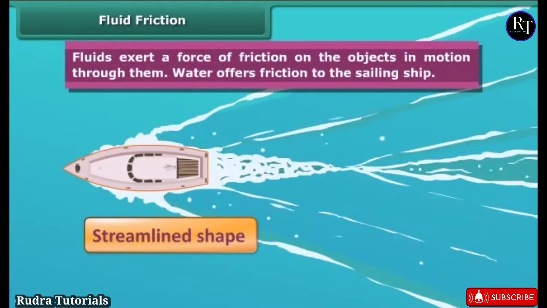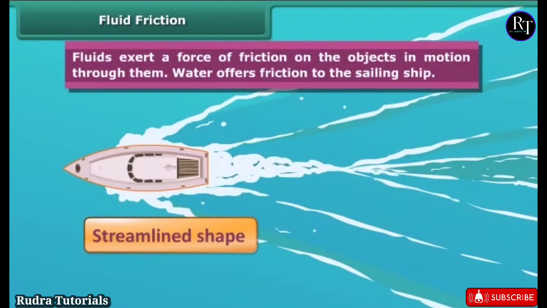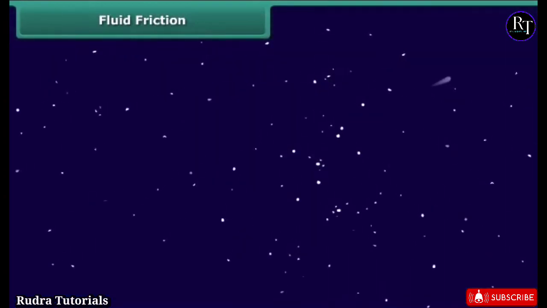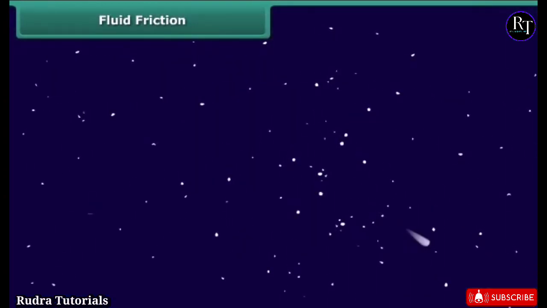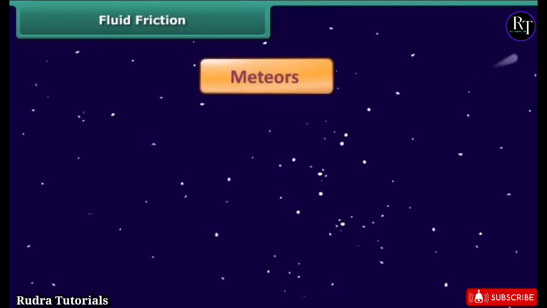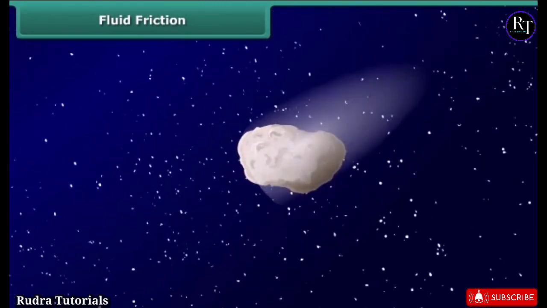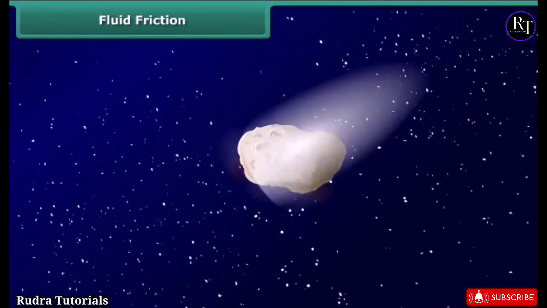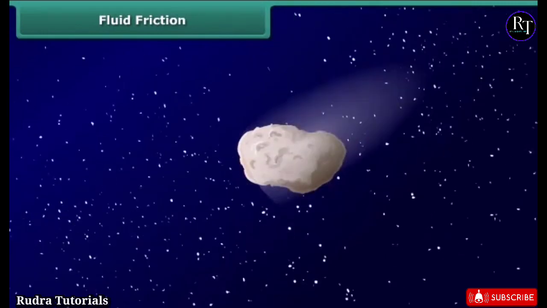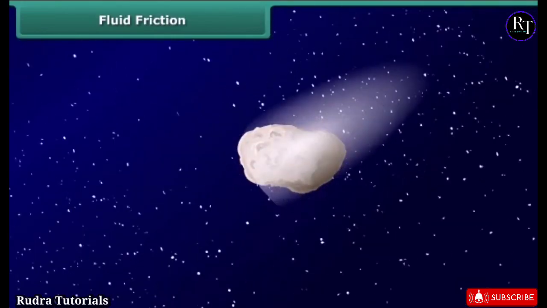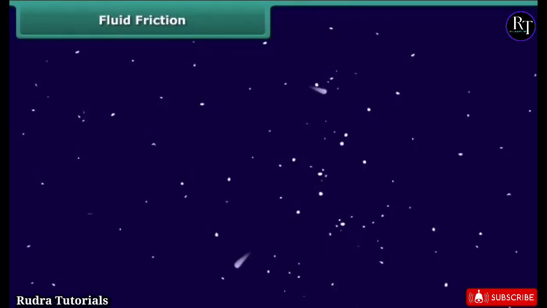Water offers friction to the sailing ship. In a clear night sky, the shooting stars can be seen. These are small pieces of rock material floating in space called meteors. Do you know why it catches fire? When a meteor skids from space and enters the Earth's atmosphere, it rubs against the air. The speed of the meteor is extremely high, hence it comes across a very high friction while moving through air. This generates heat and burns with a flame. The burning meteor leaves behind a streak which appears like a shooting star.